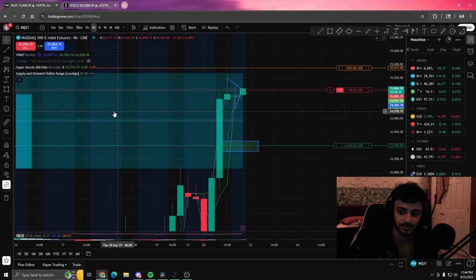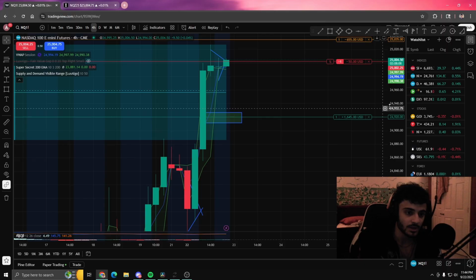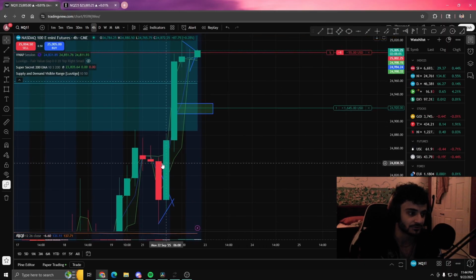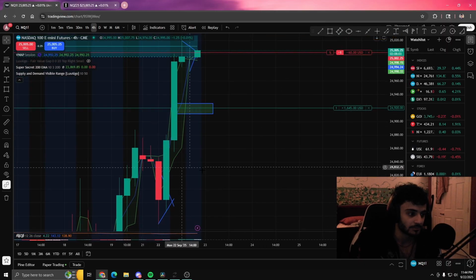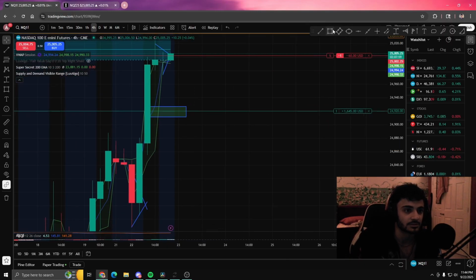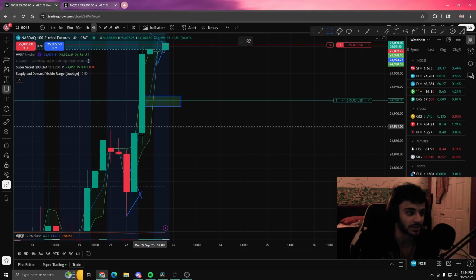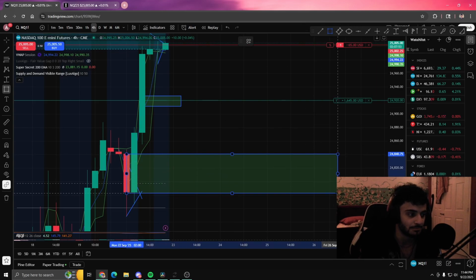Now, why do I say use these? If you're just trying to scout out levels, like for example, this right here, I see a supply level or a demand zone, right? It's really good to, just for example, I want to mark out this zone. 4 hour is the best place to mark out zones, right?